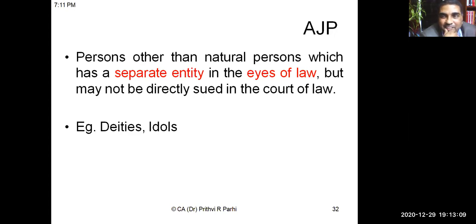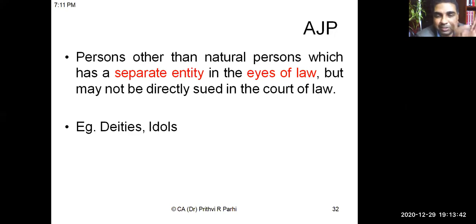So God is treated like a person. Here also deities, idols, etc. are treated as persons. Let us say Lord Jagannath is also a person, Lord Tirupati is also a person. All of them belong to the AJP category. Persons other than natural persons, which have a separate entity in the eyes of law but may not be directly sued in a court of law, are referred to as AJP. With this, the 7 categories of persons are over.